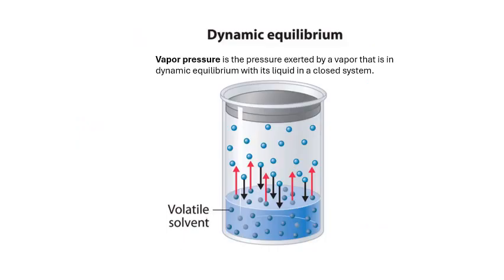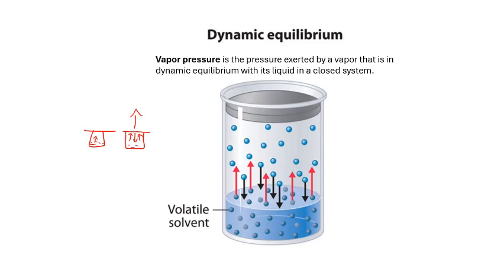Now, if the container is closed, what happens? First, when the container is closed, the particles will escape from liquid to gas phase. After a while, because they cannot escape to the atmosphere, the particles in the gaseous phase will come back. That means it will condense back. So maybe more is escaping from liquid to gas and some will condense back to the liquid phase.